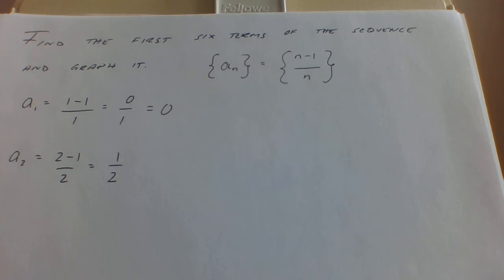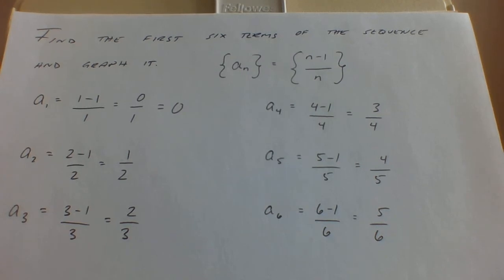Let's go ahead and calculate the remaining terms that we have in this sequence. Our third term is 2/3. Our fourth term is 3/4. Our fifth term is 4/5. And our sixth term in the sequence is 5/6. Let's go ahead and take a look at how to graph this.